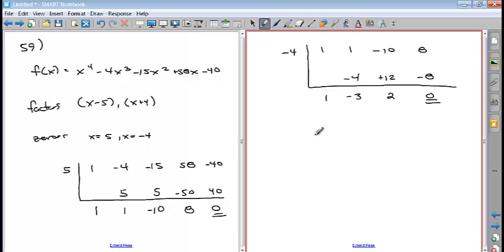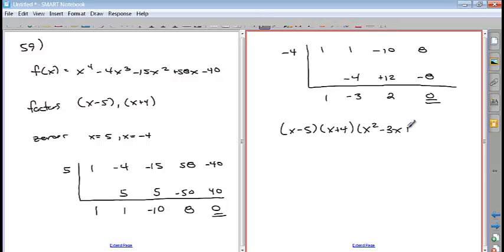So this is what we have left over. So what we have is x minus 5 times x plus 4 times x squared minus 3x plus 2 equals 0. So then what we do is, if we can factor that, which is pretty straightforward in this case.